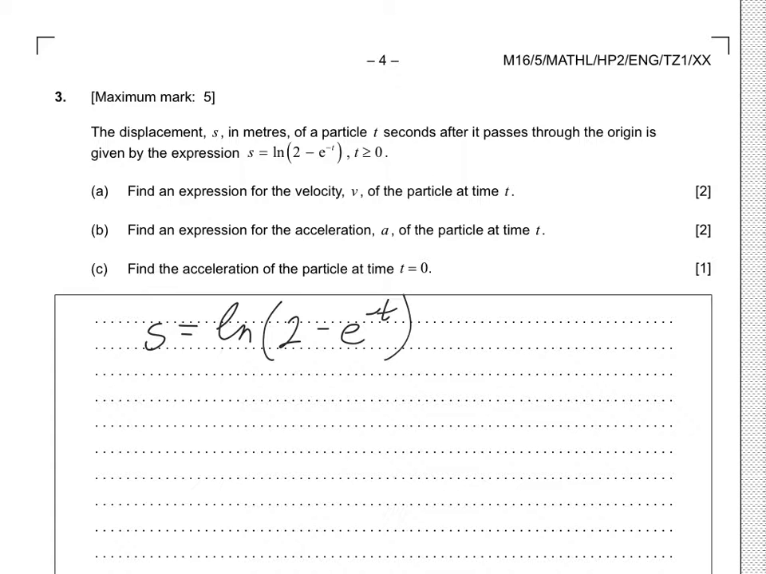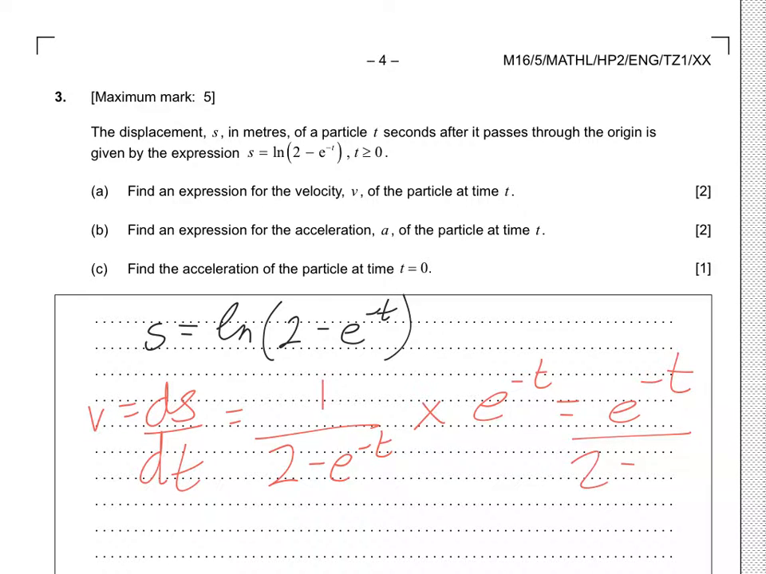So we've got to find v, which is the differential of s. And this is just chain rule. Log differentiates to 1 over 2 minus e to the negative t multiplied by the differential of 2 minus e to the minus t, which is positive e to the minus t. Two minuses cancel it out. Okay, so that's part A.